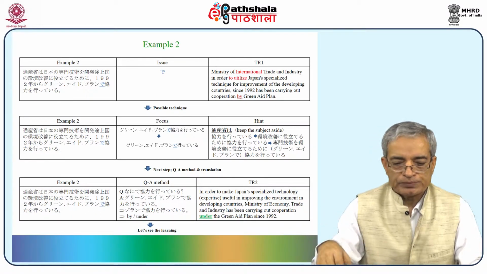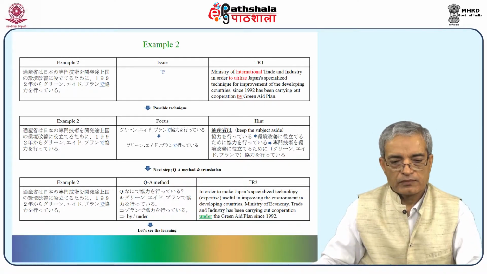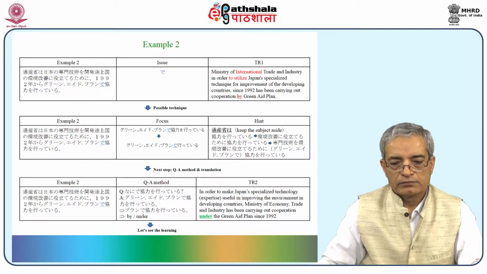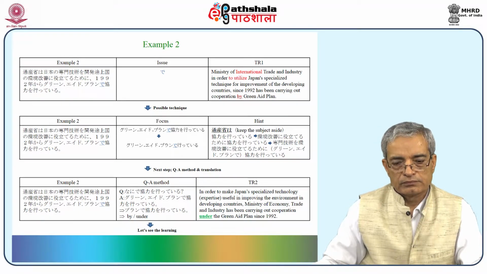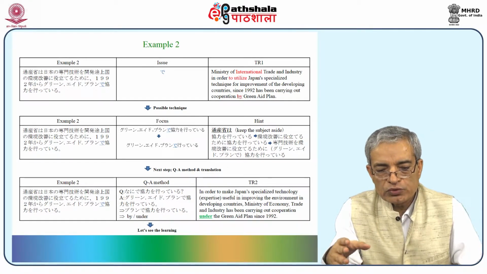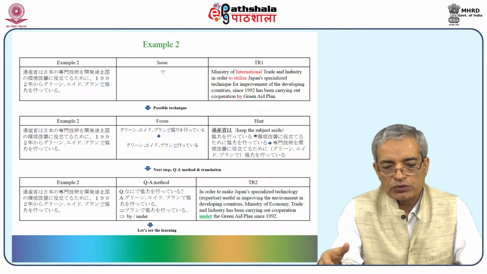Yes, translation 2. Next is, in order to make Japan's specialized technology useful in improving the environment in developing countries, Ministry of Economy, Trade and Industry has been carrying out cooperation under the Green Aid Plan since 1992. The comprehension in this case is Green Aid Puran de Kyoryoku o konatteru is equal to Green Aid Puran no moto de Kyoryoku o konatteru.